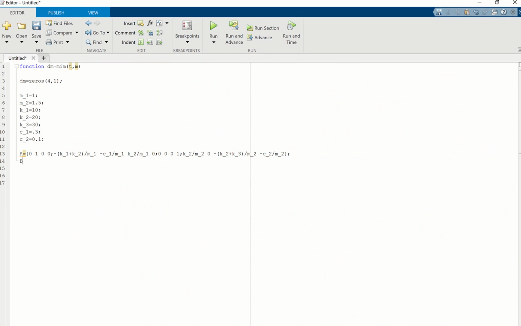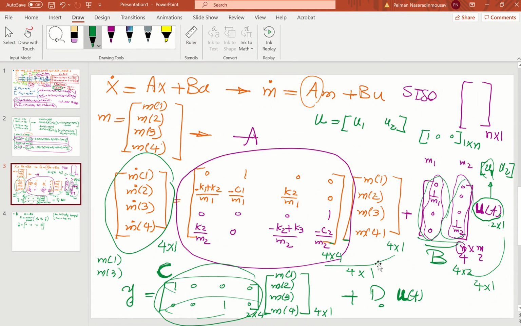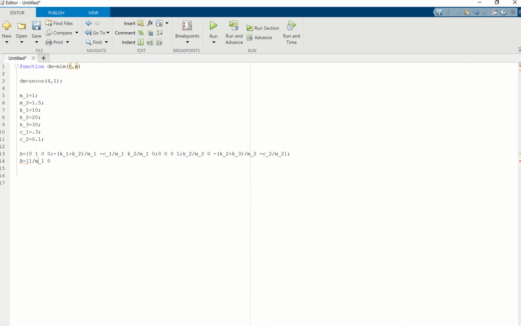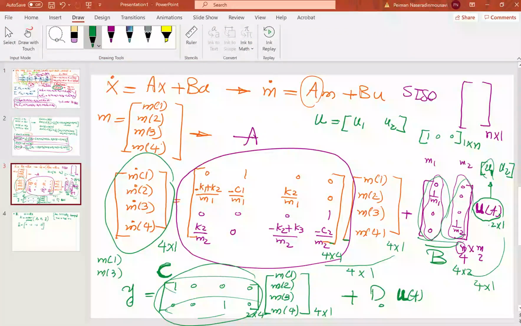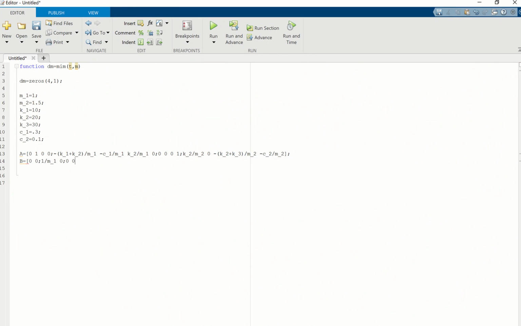This is your A. Your B, as we said, is 4 by 2. So it's going to be 0, 0; 1 over M1, 0; 0, 0; and 0, 1 divided by M2. This is your B. It's a 4 by 2 matrix, right?